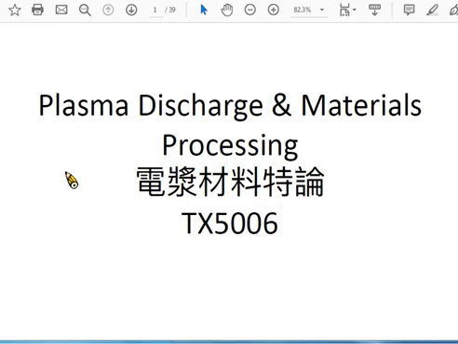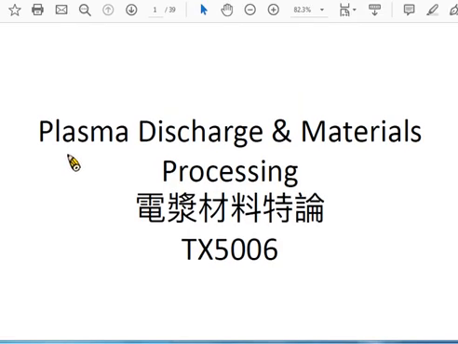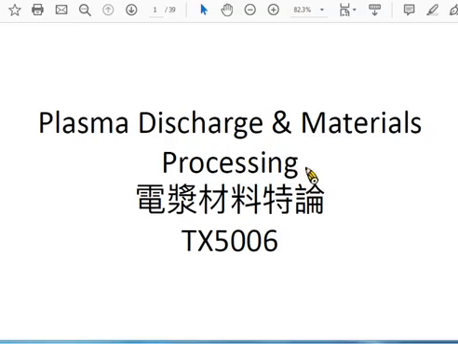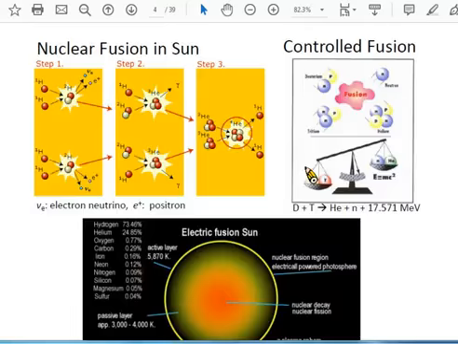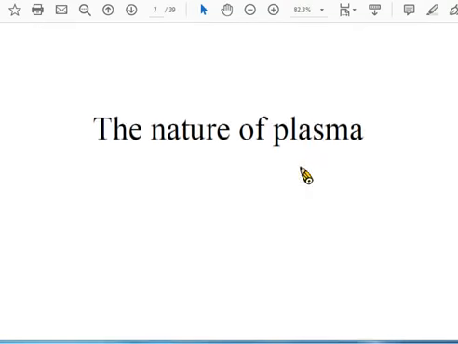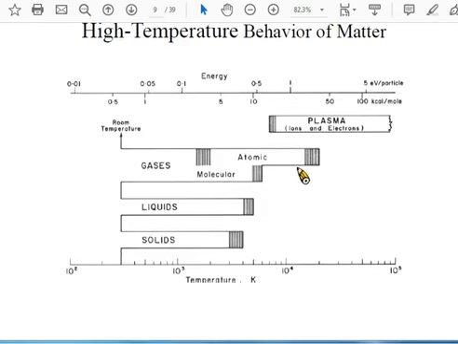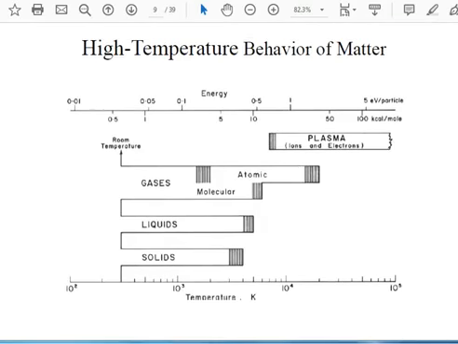Okay. So our class focused on the plasma discharge concept and plasma discharge theory fundamentals, and then the materials processing by the plasma technology. So at the beginning, we need to know what is plasma. Plasma is known as the fourth state of matter.